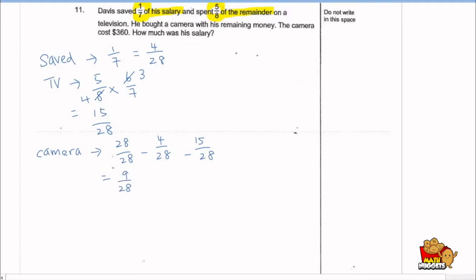So they tell us that the camera costs $360. So I know that 9 units is $360. So from here, just find 1 unit as usual. 360 divided by 9, which is 40. How much was his salary? His salary is the entire thing, which is 28 units. So we take 40 times 28, and it's $1,120.